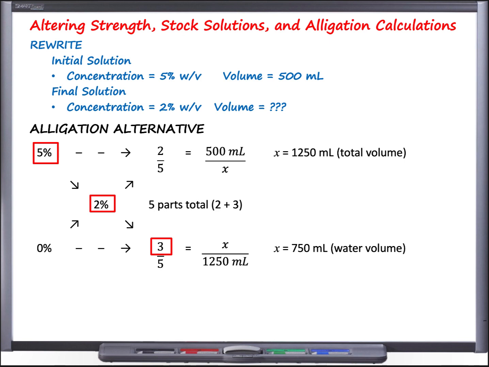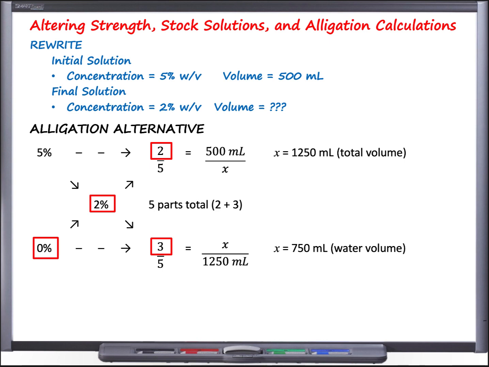Now let's do the same thing going in the opposite direction. So going diagonally from the lower left up to the upper right, we're going to take the 2% minus the 0% and get the number 2. So you can see that we've cross-subtracted and gotten our value of 2 and our value of 3.